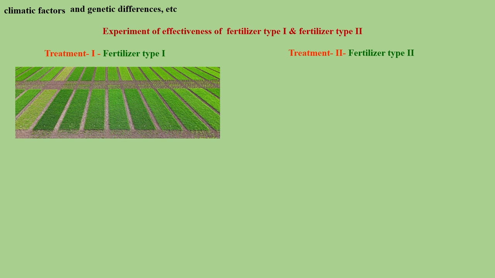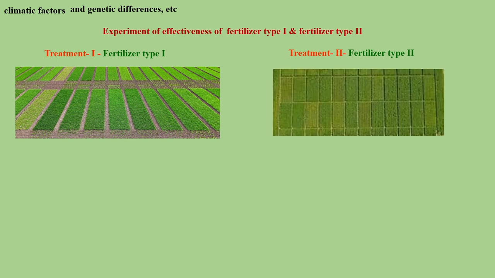Next, the experiment on the effectiveness of fertilizer type 1 and fertilizer type 2. We'll see, treatment first. Treatment 1 is fertilizer type 1, and treatment 2 is fertilizer type 2. There are so many separate blocks where we are using treatment 1, fertilizer type 1. Similarly for treatment 2, there are so many blocks. These are called blocks, of the same type: block 1, block 2. Each one is called an experimental unit. These are all the experimental units.